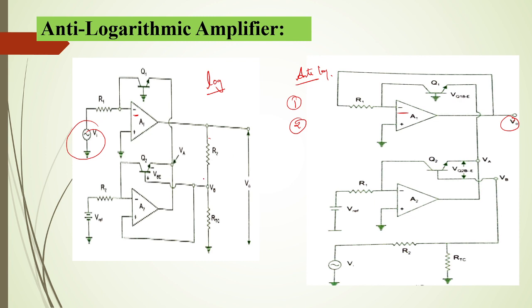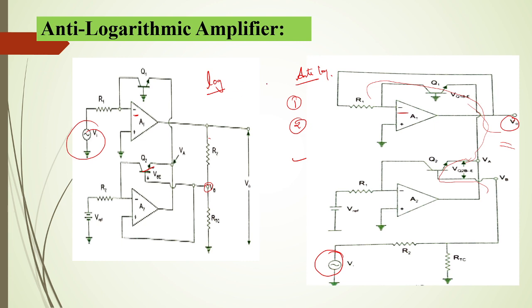And the second difference is that for this anti-logarithmic structure, the input is given in this position, that means at this point in the logarithmic amplifier. So that is given as the input through this, and through this we receive the output. So here it is a reverse structure. So this is an anti-logarithmic structure.